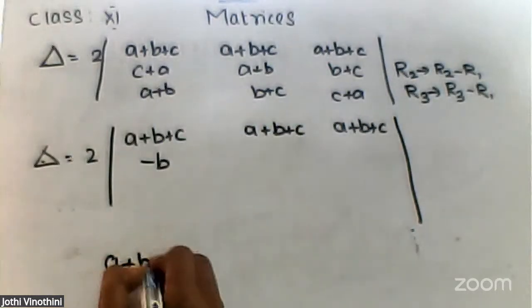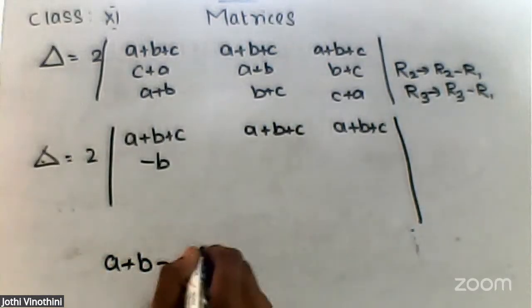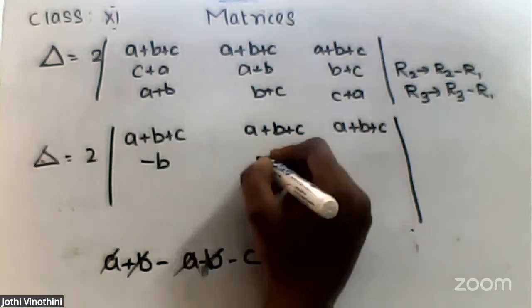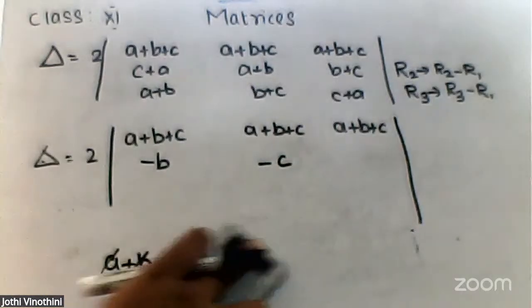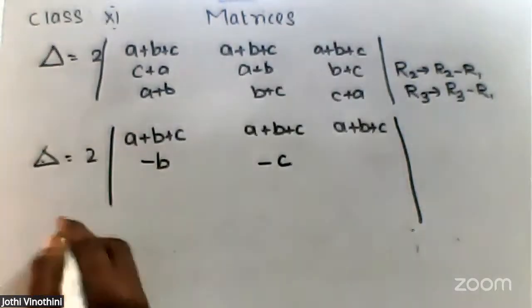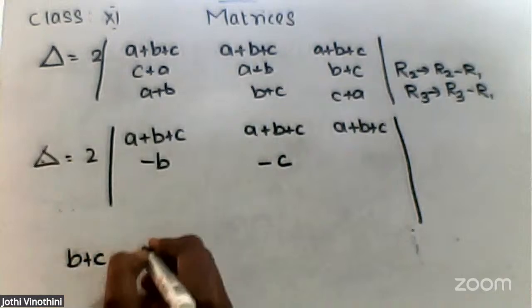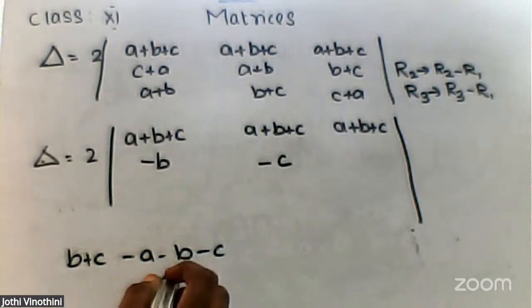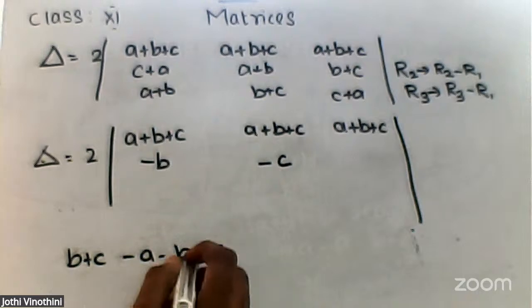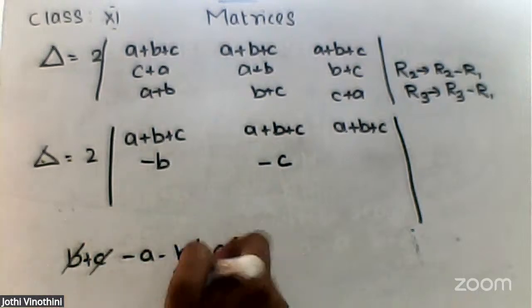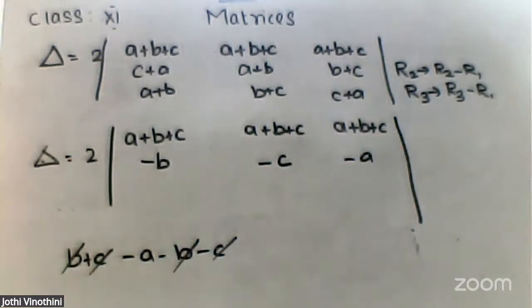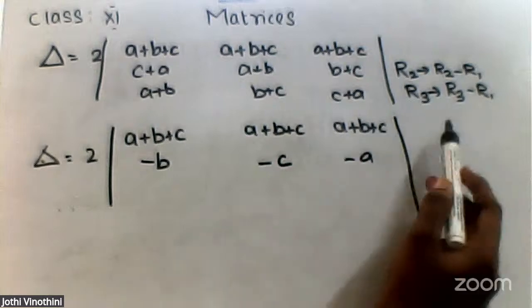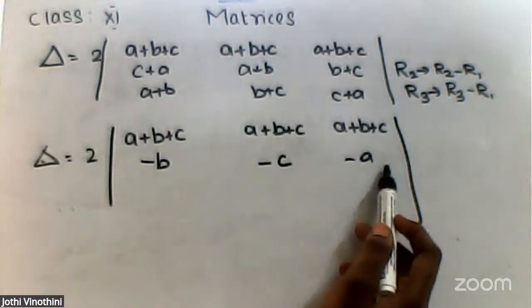So A plus B minus A minus B minus C. So these two will get cancelled. What we have here? Minus C. And here we have B plus C, and in row 1, A, minus of row R1, so minus A minus B minus C. So B and C will get cancelled. We have minus A. So similarly, here we completed the second row.